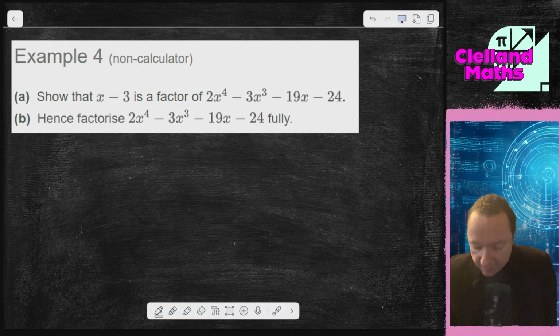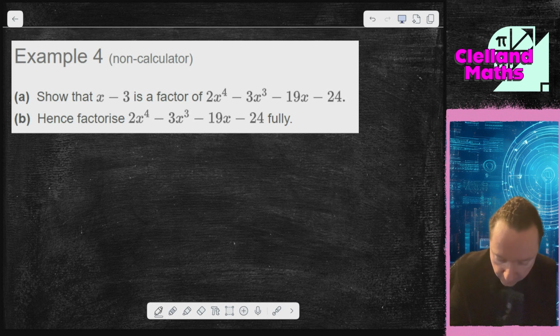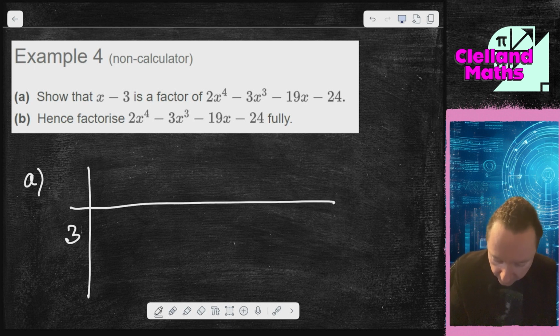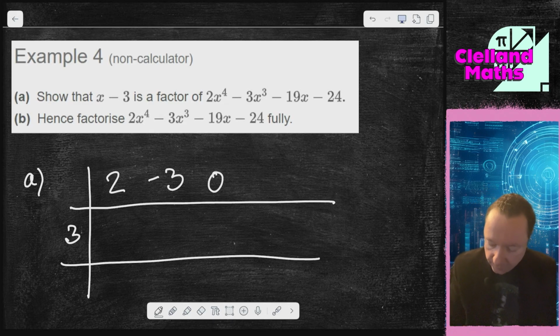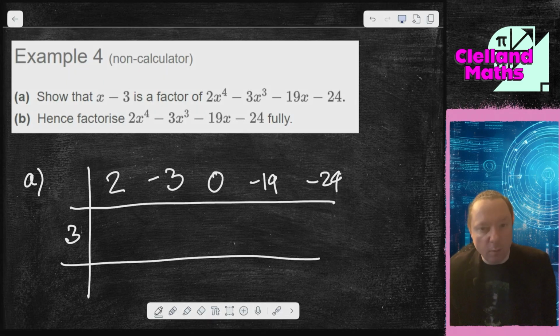Question 4. Show that x minus 3 is a factor and factorise fully. Part A, we're doing the normal thing then. 3 goes in. 2x to the 4, minus 3x cubed. And then you might want to write minus 19. I almost did, but there's no x squared. Watch out for that. You write 0. No x squared. Minus 19. Minus 24. And you'll see if you do it without that, you'll get not 0 in the end.